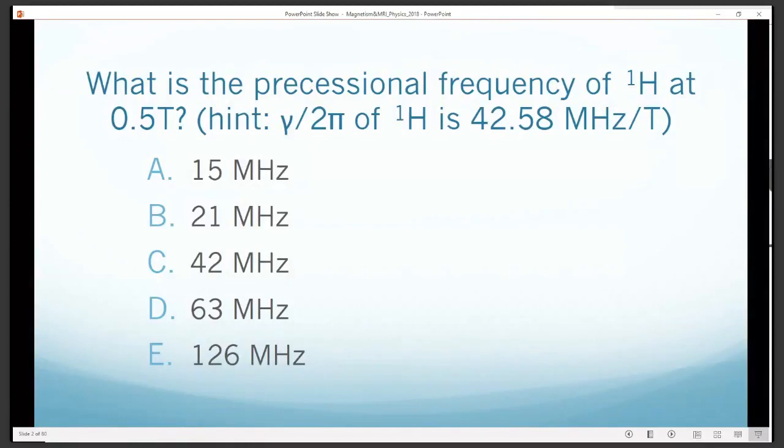So that's your basic physics of NMR. Before we start talking about MRI, I've got a few questions. I got a question here. So what is the precessional frequency, that is the resonant frequency of hydrogen 1 nuclei at 0.5 Tesla? And if I tell you that the reduced gyromagnetic ratio is 42.58 megahertz per Tesla, what frequency do you think you would resonate at at 0.5 Tesla?